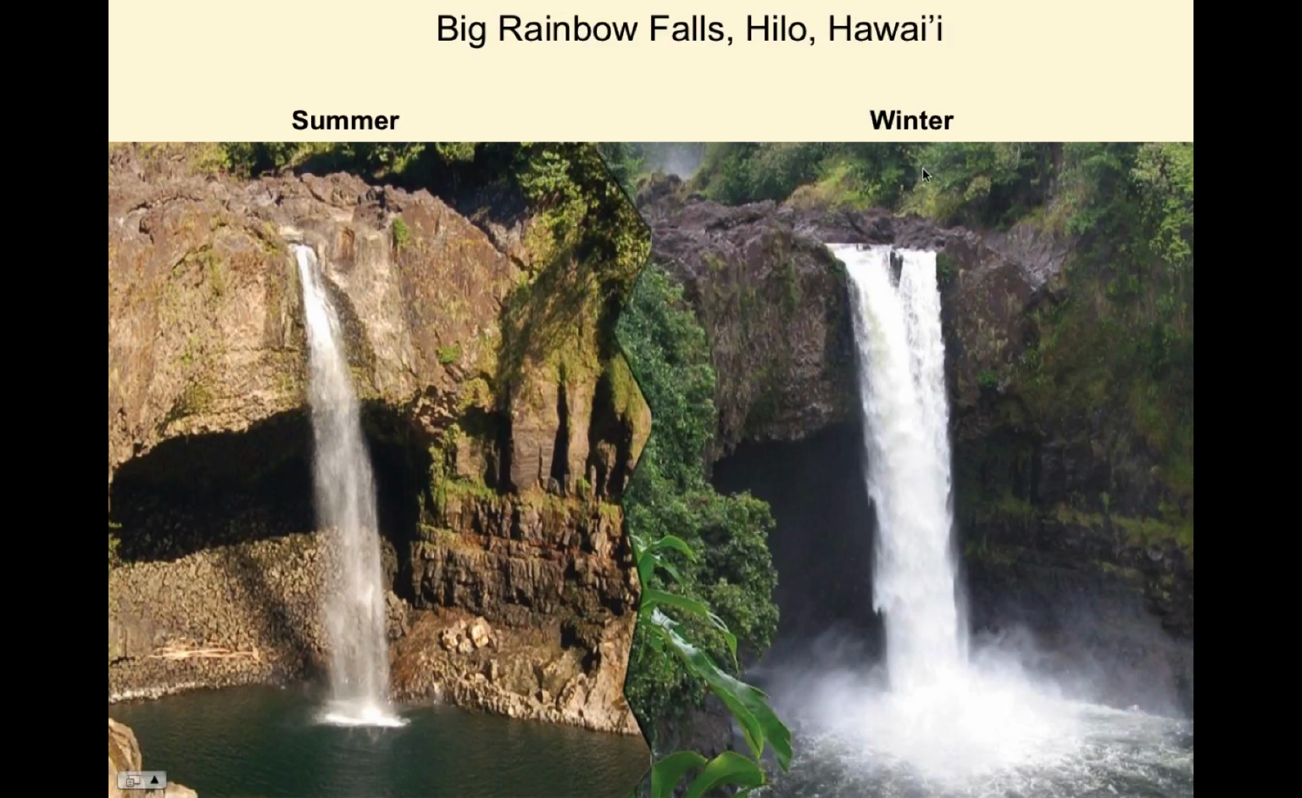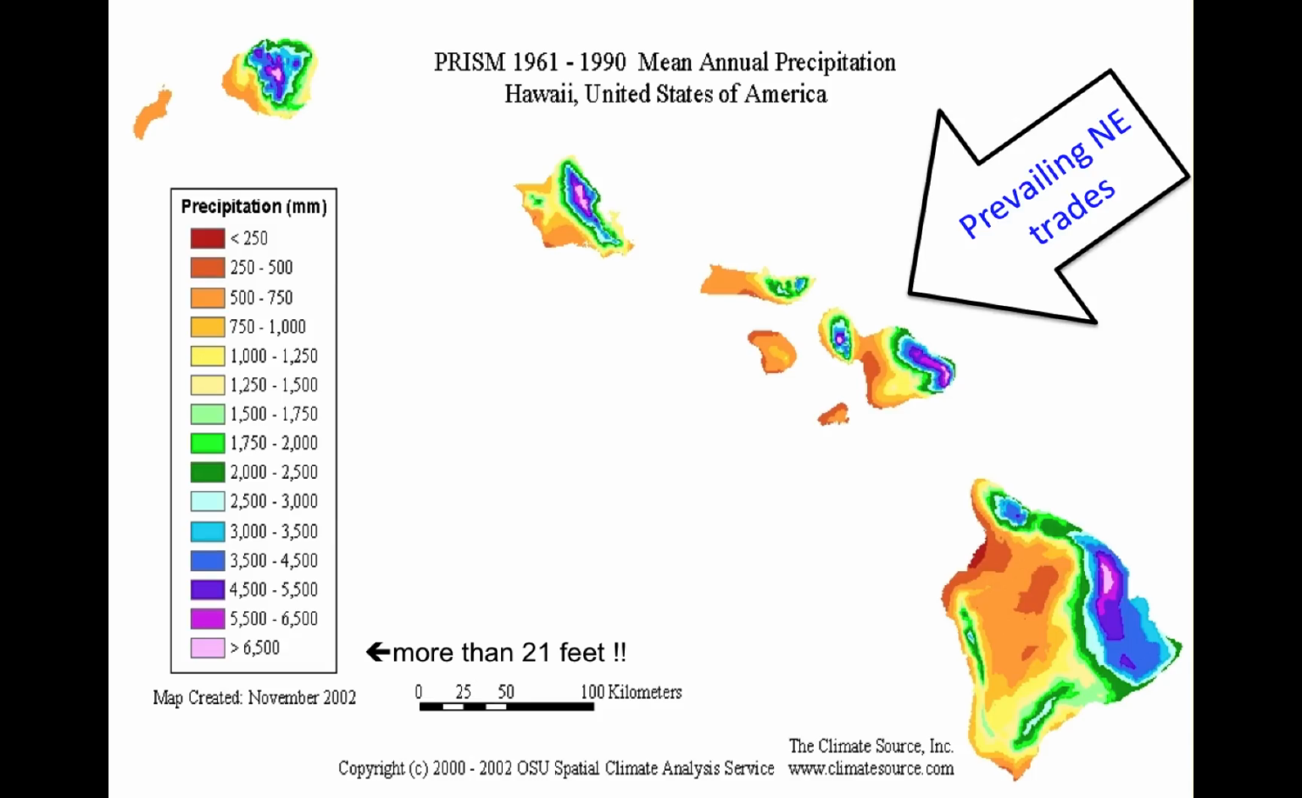Hilo on the rainy side of the Big Island, you can see during the winter, Big Rainbow Falls here is pumping with water, and during their summer, it slacks off. So they don't have the northeast trades typically during the summer, and you don't have as much rainfall. Those things die back quite a bit. These northeast trades deliver a lot of rain during the winter to all the Hawaiian Islands on the northeast side, and the leeward side of the islands are much drier as a result.